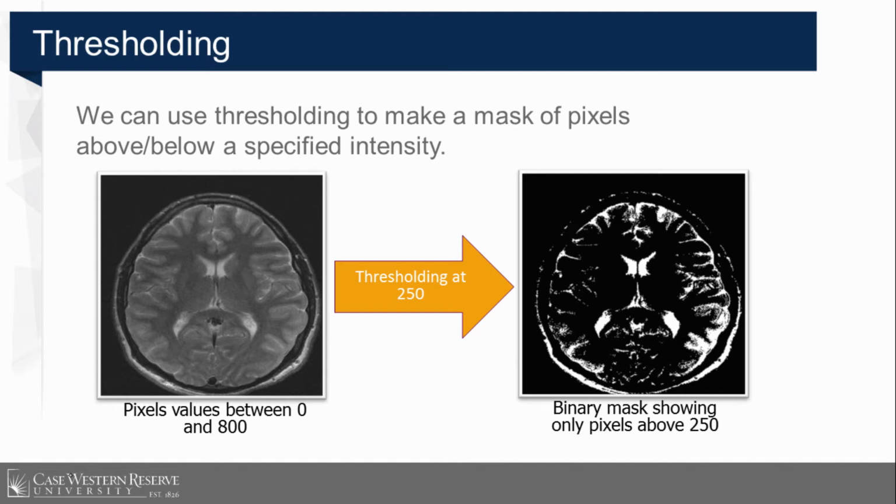In the specific example of the brain, we see that the pixel values range from 0 to 800. And here I've just arbitrarily chosen a pixel value, 250. And what I've made here is a binary mask which shows only the pixels which have intensity values above 250. So essentially these are the pixels that appear bright in my image over here. So we see that this is a binary mask. It is performing some sort of segmentation, but we're not actually segmenting out any parts of the image that are particularly interesting to us.